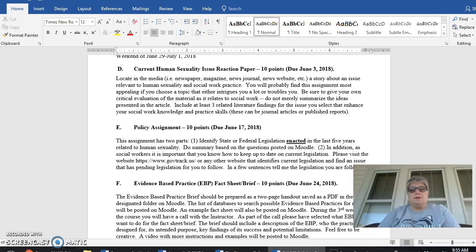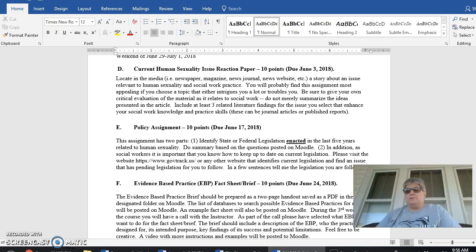Okay, the next assignment is the human sexuality issue reaction paper. This is kind of your first assignment that's due. It's due in 2 weeks, June 3rd. You're going to locate in the media some sort of story about an issue relevant to human sexuality and social work practice. Not necessarily social work practice specifically in the article, but an issue that is in the news that can be related to social work.